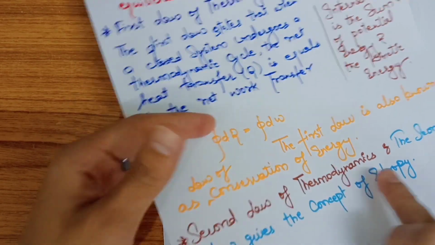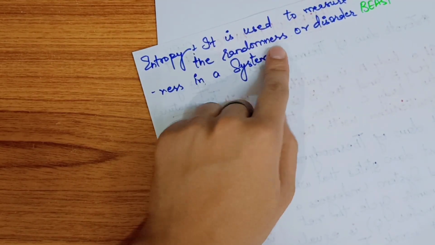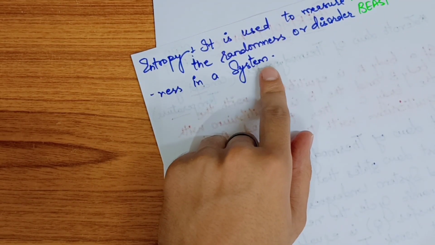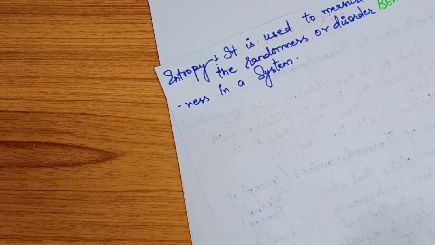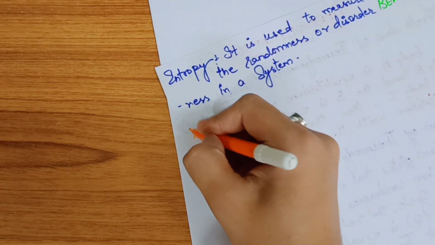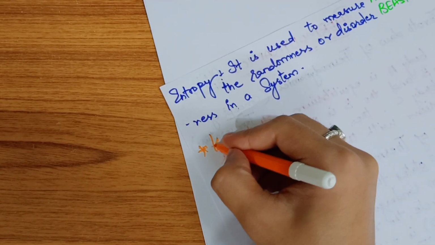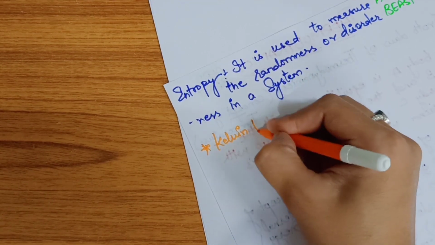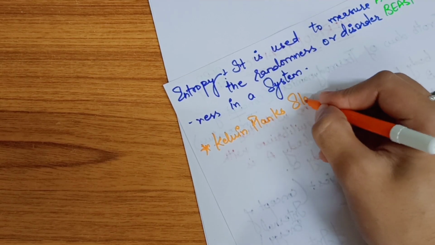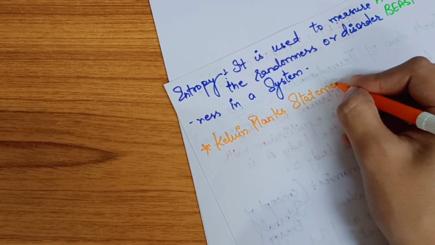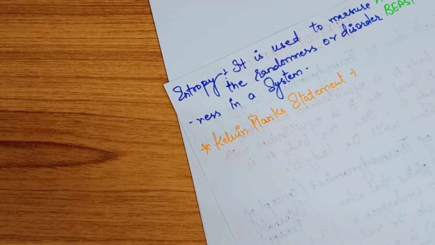So what do you mean by entropy? We are discussing the entropy. Entropy is used to measure the randomness or disorderness in a system. The second law of thermodynamics can be defined in two different ways, according to Kelvin-Planck and Clausius, as follows. Going with the first, the Kelvin-Planck statement.